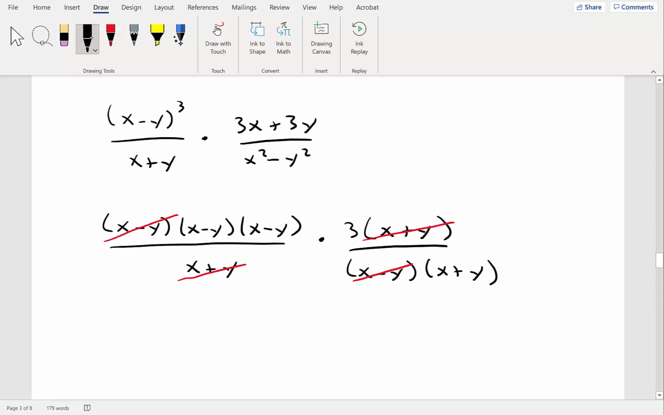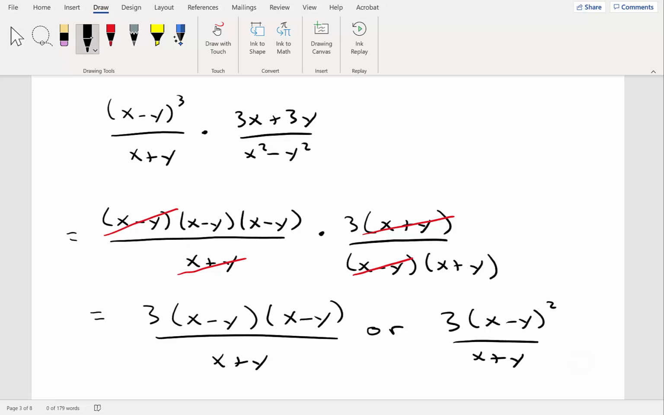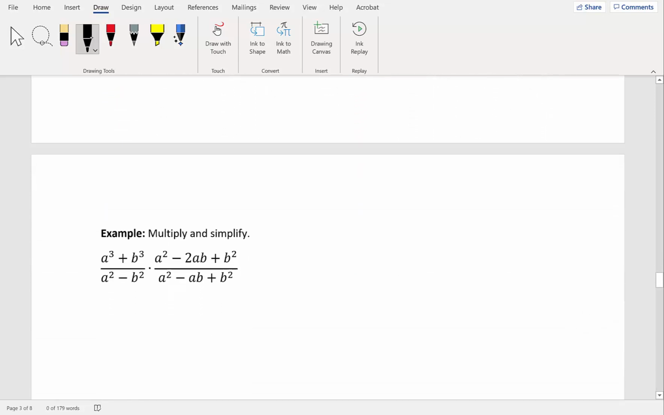So now let's rewrite our problem. In the numerator, I'm left with 3 times x minus y times x minus y. And now the denominator, I'm left with just x plus y. Or another way you could rewrite this is 3 times x minus y squared all over x plus y. Either one of these answers is correct. Let's take a look at another problem.